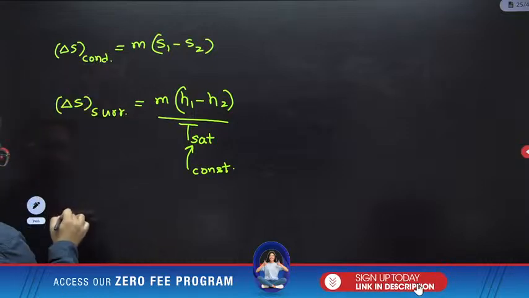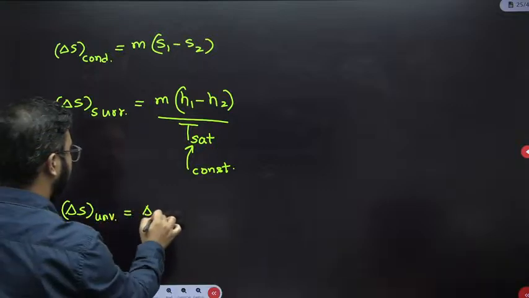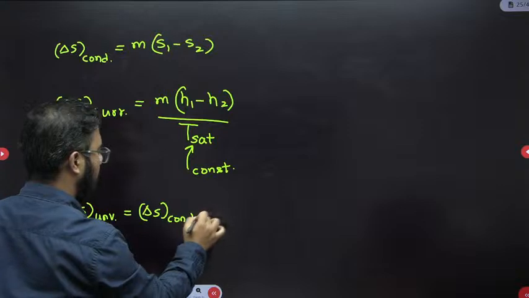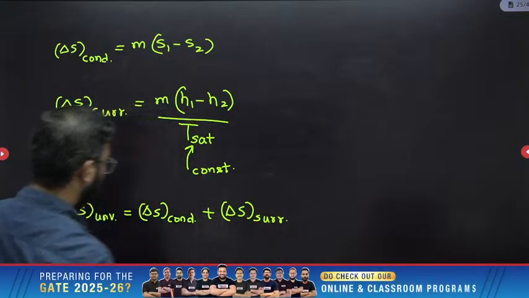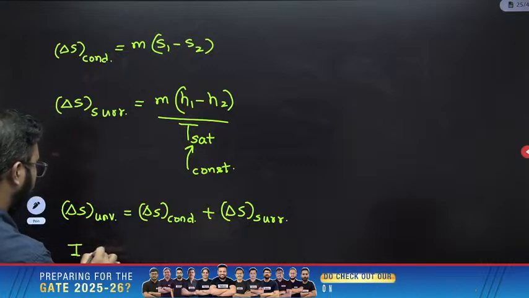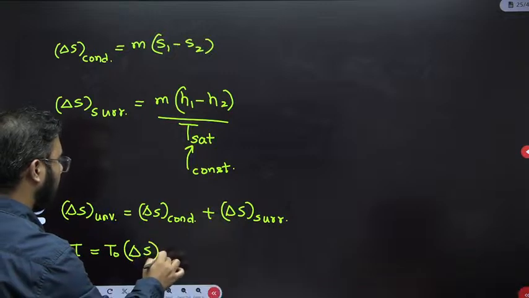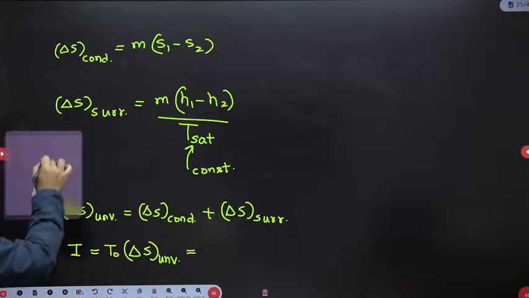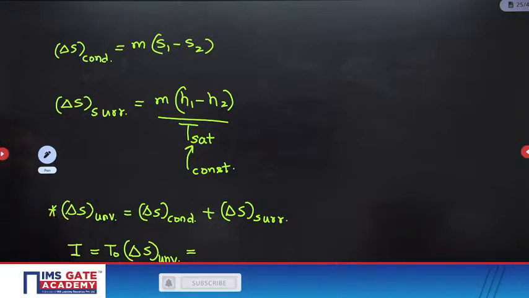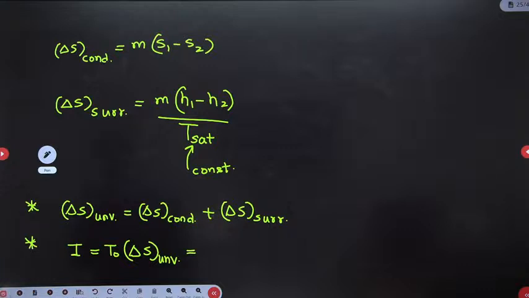Okay. Now, finally, delta S universe. Delta S of condenser plus delta S of surrounding. You will be getting, and finally irreversibility is T naught multiplied by delta S universe. Calculate everyone. Do it fast now. Tell me your answers now after this.